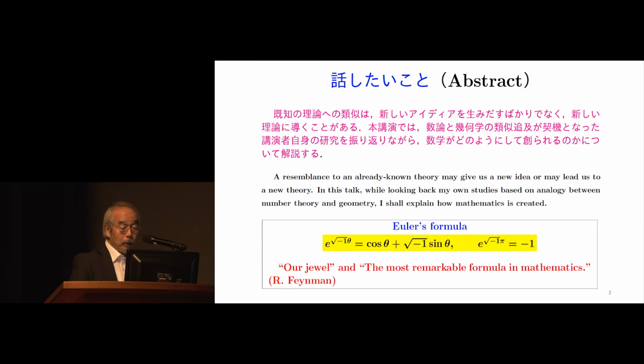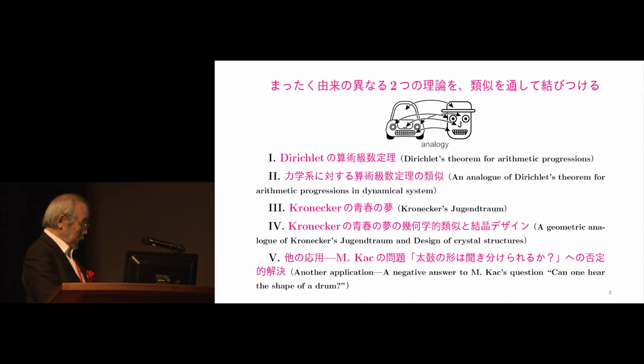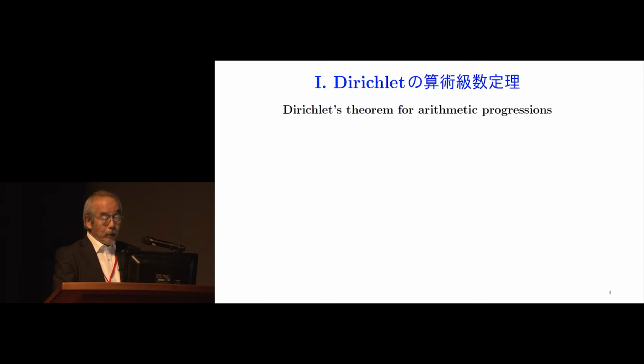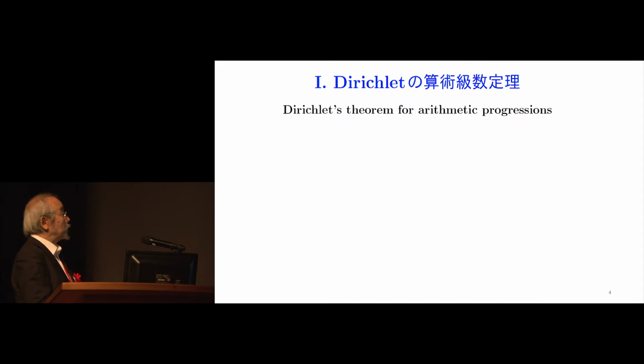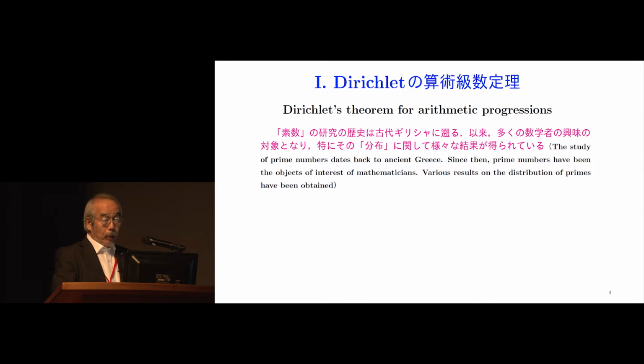Today, I would like to try to connect 2 different fields through the eyes of analogy or resemblance. This is the content of my presentation. I would like to focus on 5 aspects, or 4, because I may not have time to talk about the last item, another application. First of all, I would like to talk about Dirichlet's theorem for arithmetic progression. It's deeply related to the study of prime numbers.